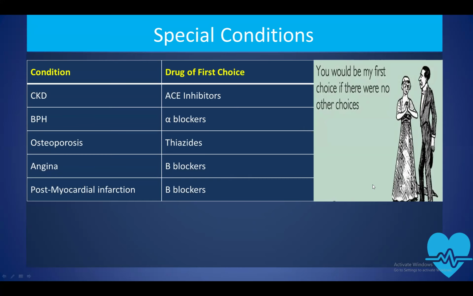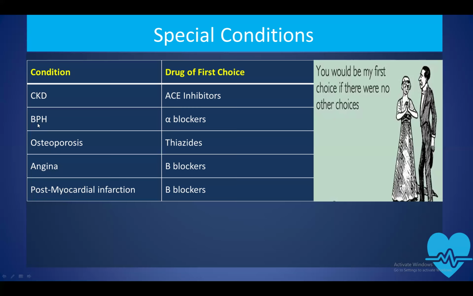There are certain special conditions in which we override the ACD rules: ACE inhibitors, calcium channel blockers, and diuretics that we studied in the previous slide. In patients of CKD, the drug of choice will always be ACE inhibitors, regardless of the age. What ACE inhibitors do is it decreases intraglomerular pressure, and so it slows disease progression.